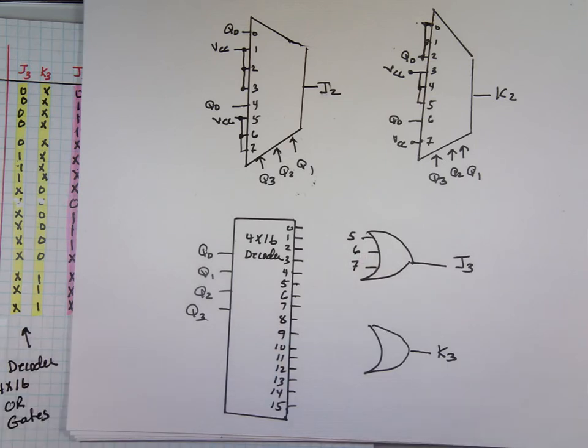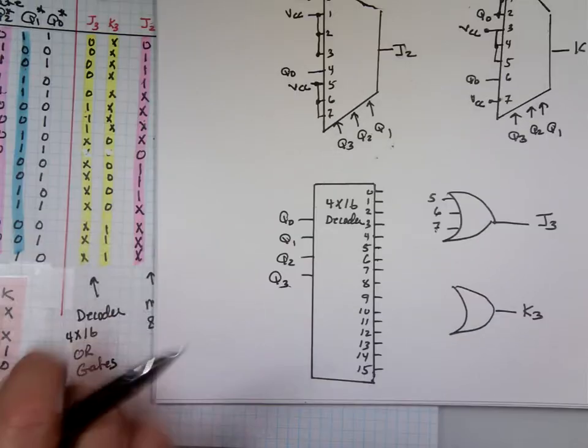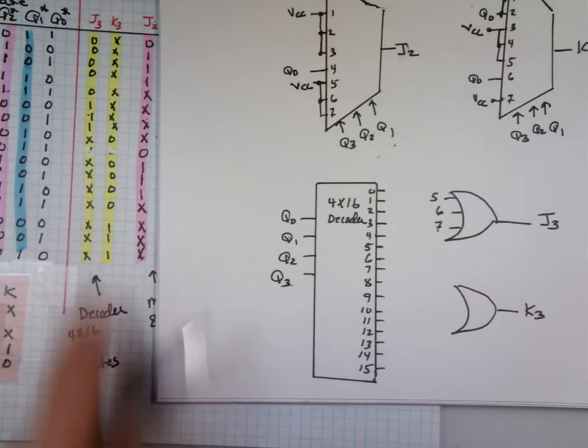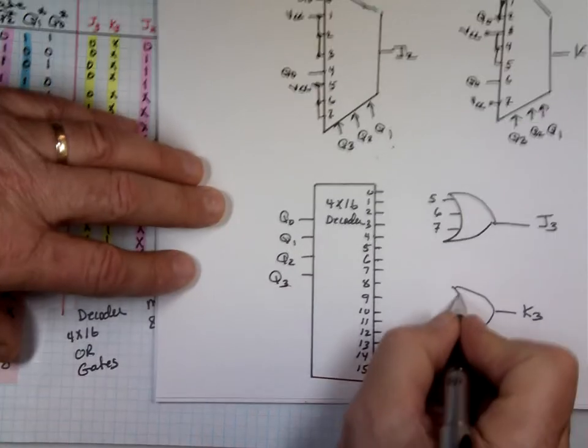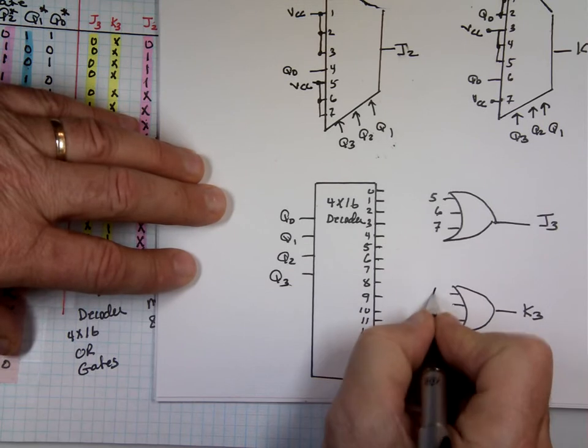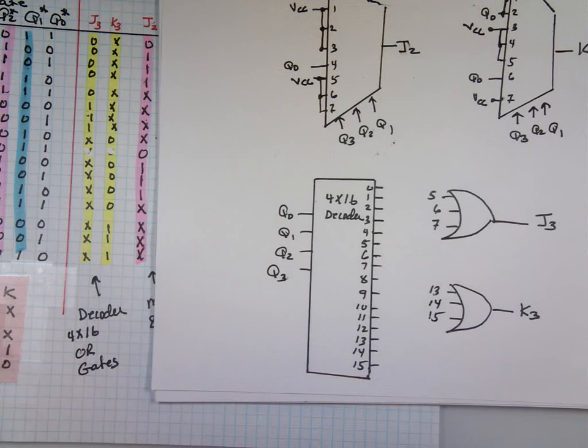And you want K3 to be 1 where? The last 3. Can you see K3 here? The last 3. 13, 14, 15. Now we've got all these pieces ready. I just got to take them, feed them to my flip-flop.